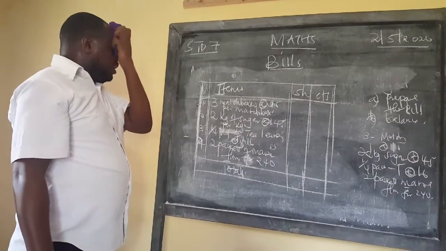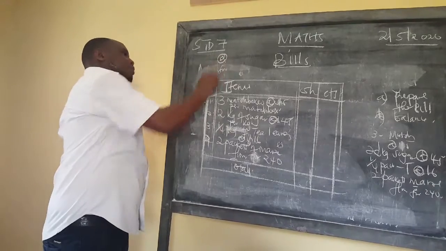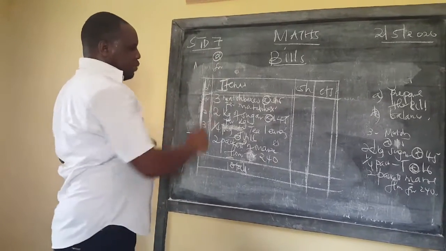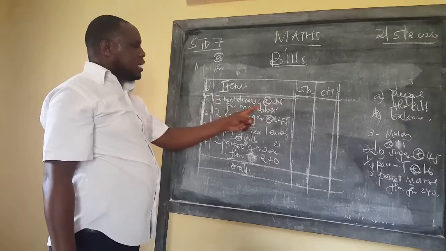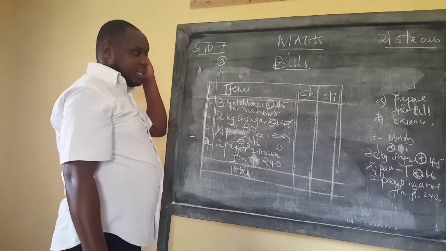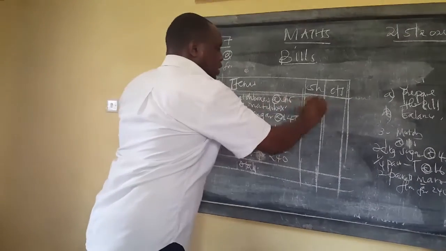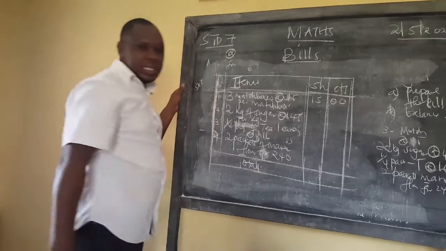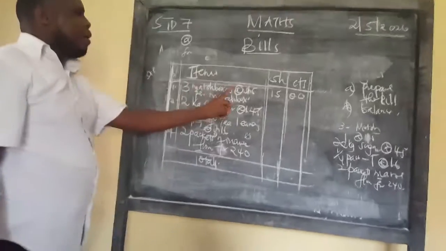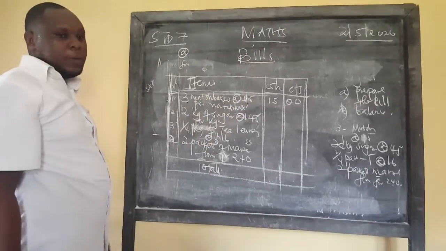Now, learner, we need to observe what I said, this word at and for. Very, very important. Let's begin with the first item. 3 matchboxes. At means each. So for you to get the total cost, you get 3 times 5 shillings. So the 3 matchboxes will cost 15 shillings, because it's 5 shillings per every matchbox.